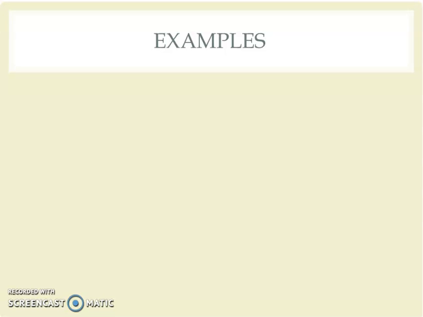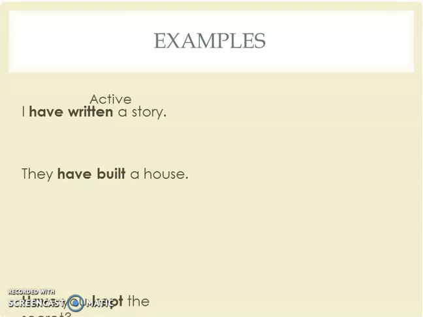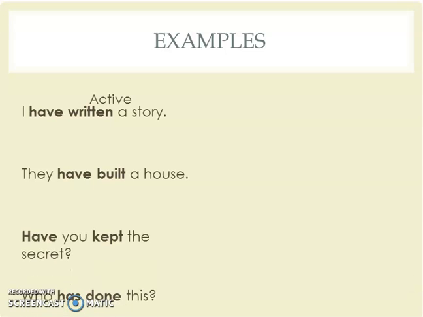We have some example sentences here. I have written a story. This sentence is in active voice. We have a subject, we have a verb, and we have an object. We'll change all these sentences into passive voice. I have written a story. A story is an object here. We'll change it to subject. So our answer will be, a story has been written by me.